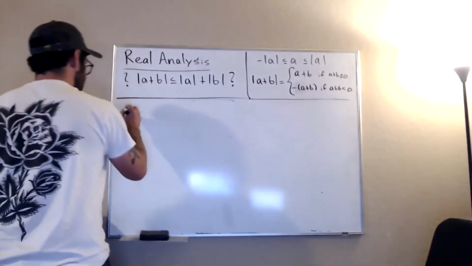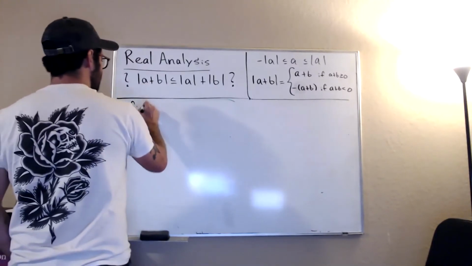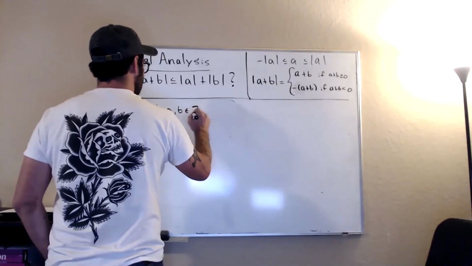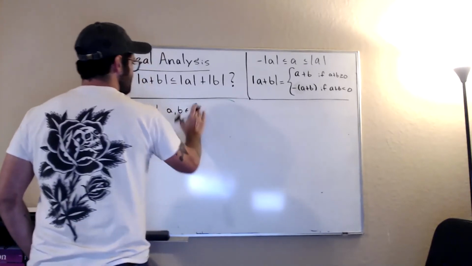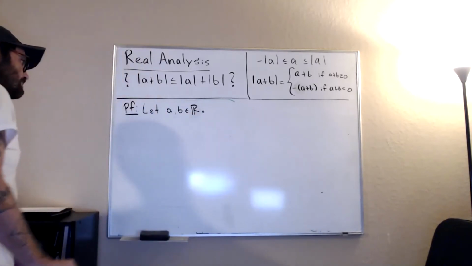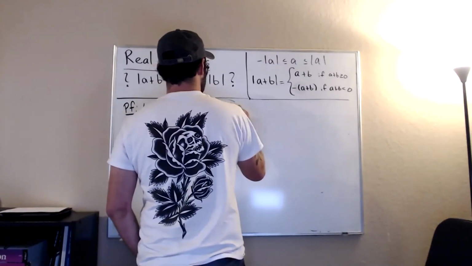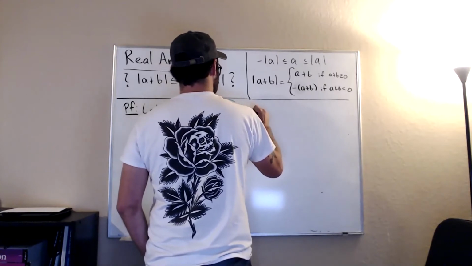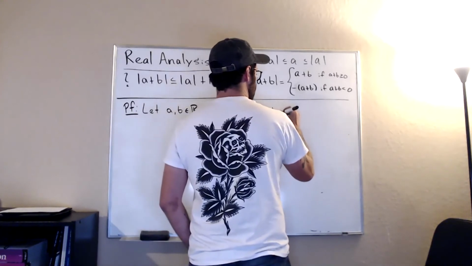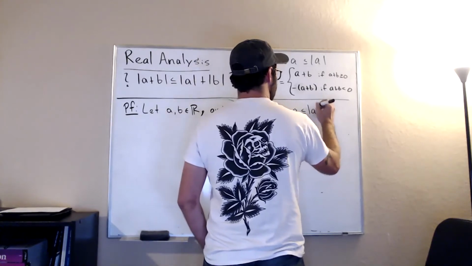Okay, let's look at the proof. So we say let A and B be real numbers. You're used to dealing with integers, but let these be real numbers. And observe that negative absolute value of A is less than or equal to A, which is less than or equal to absolute value of A.